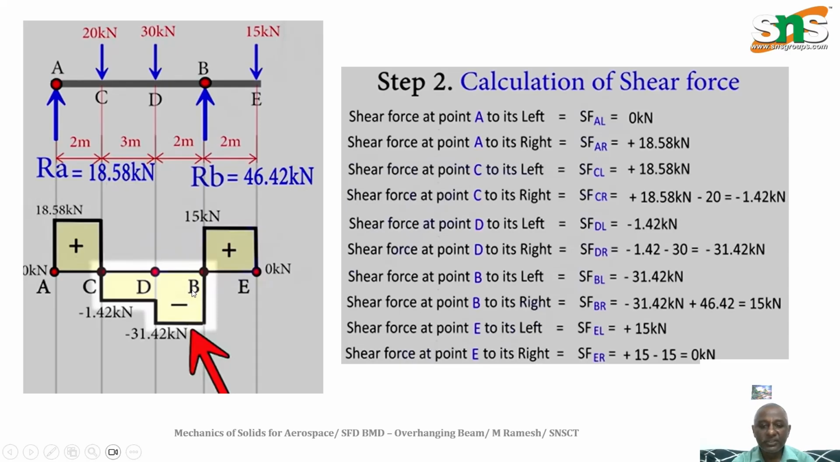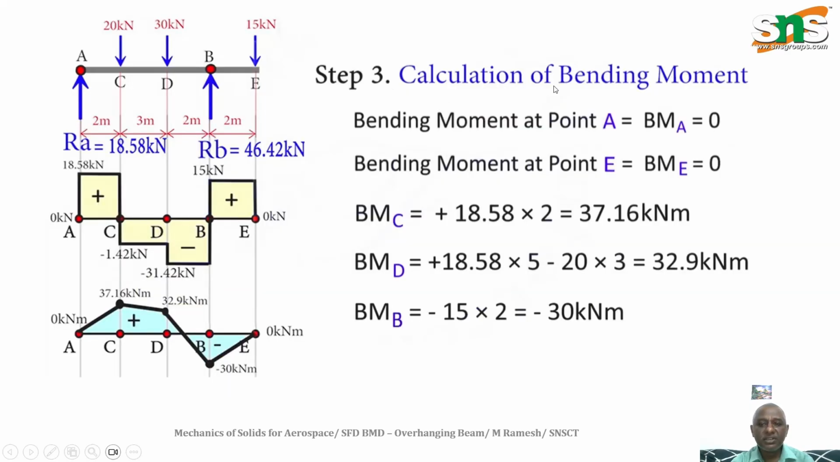Then we can move on to step 3, calculation of bending moment, that is force into perpendicular distance. We already know that point E and point A are both at the end condition. At the end condition we don't have any loads. That means at point E, force into perpendicular distance, so 15 into, at E point, there is no perpendicular distance, that is equal to 0. As well as if you take point A, consider the left side alone, RA into, also there is no perpendicular distance, 0 whether you consider left or right.